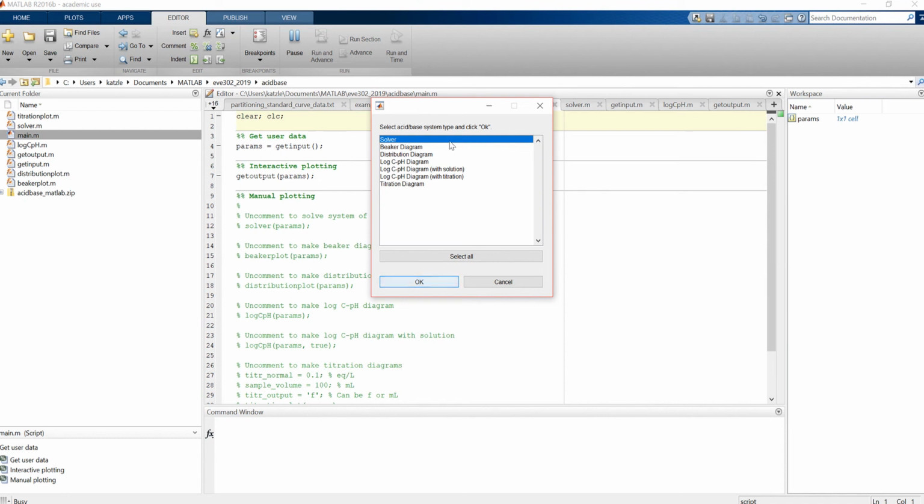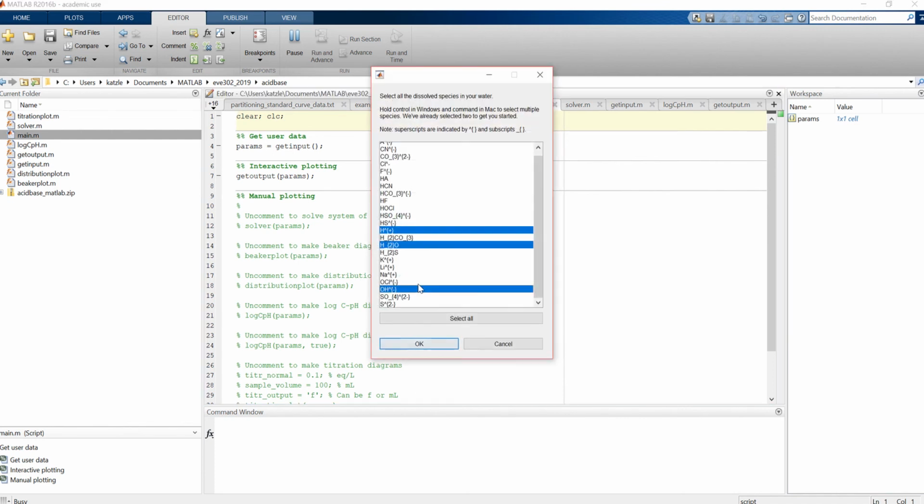I select OK, and now I select what I want to solve, what programs I want to run. I want to run the solver. I'd like to see the beaker diagram, the distribution diagram, the log.cph diagram, and the log.cph diagram where we've plotted also the left-hand side and right-hand side of the charge balance. So once I've selected those, I can hit OK.